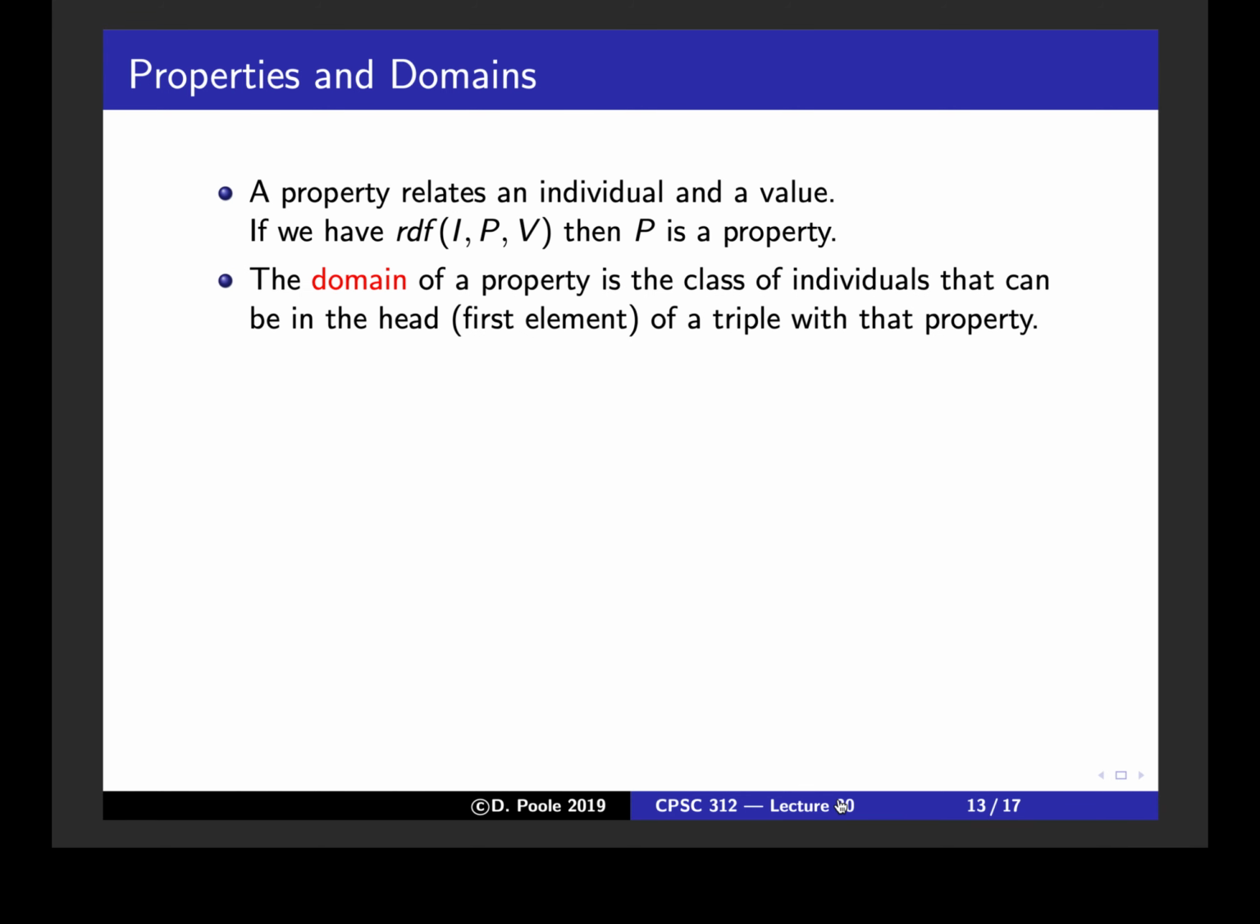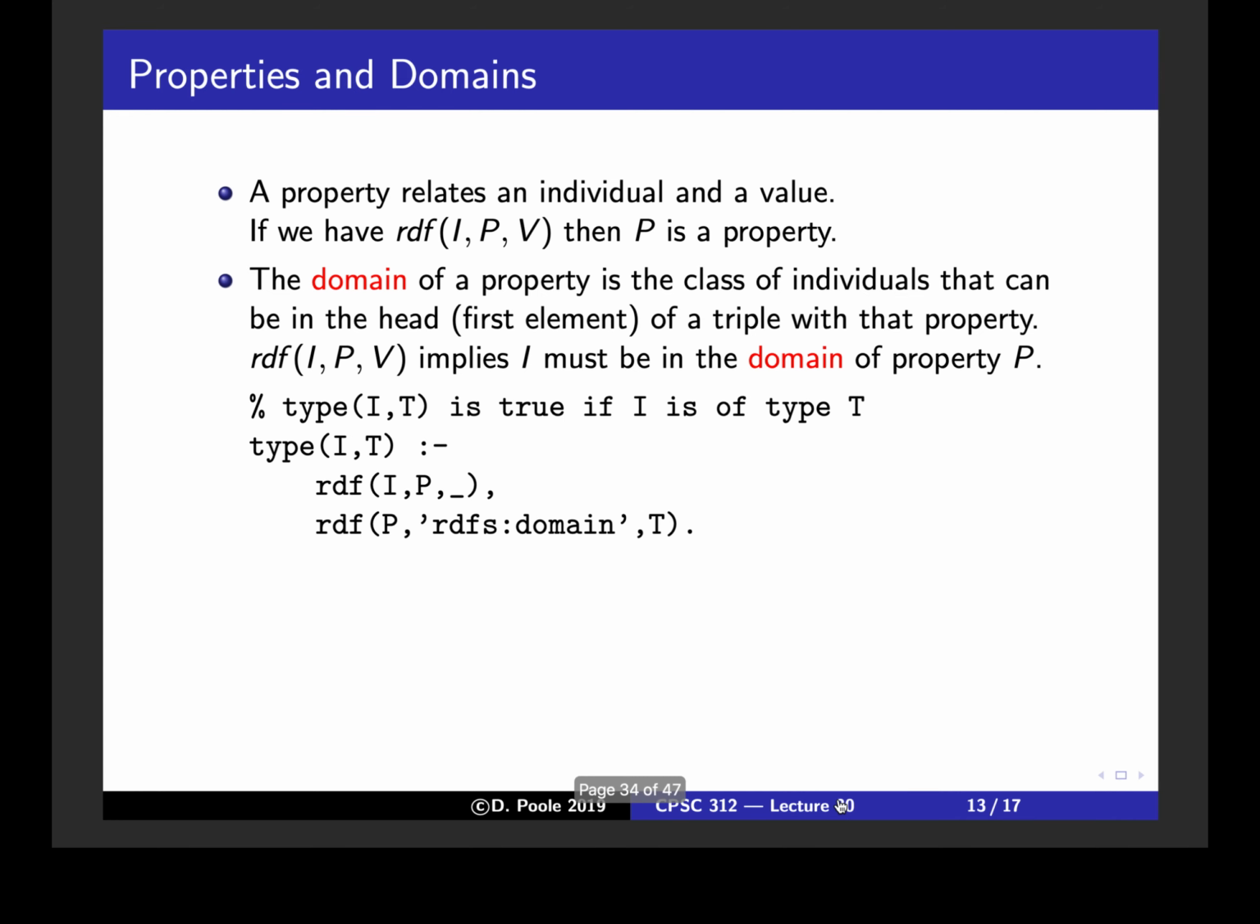The domain of a property is the class of individuals that can be in the head of the triple with that property. So if we have RDF I P V, then I must be in the domain of property P. In Prolog, we can write exactly the same statement that says that if P has domain T, we're going to use the standard naming of RDFS colon domain, a standard meaning for domain that relates a property and its domain.